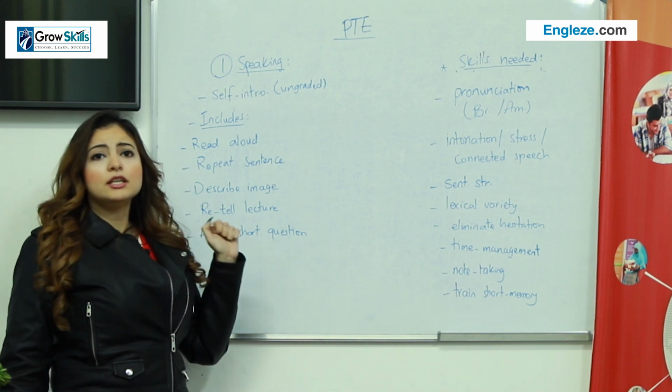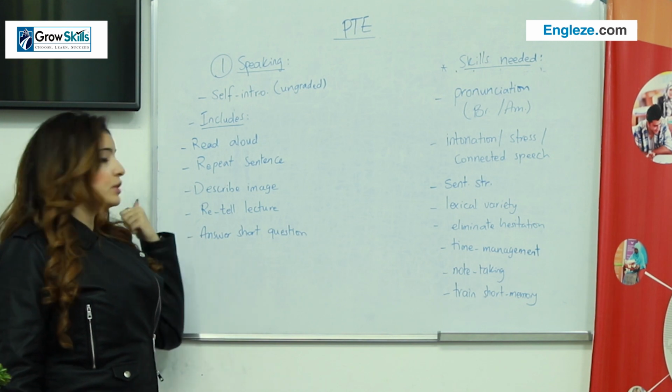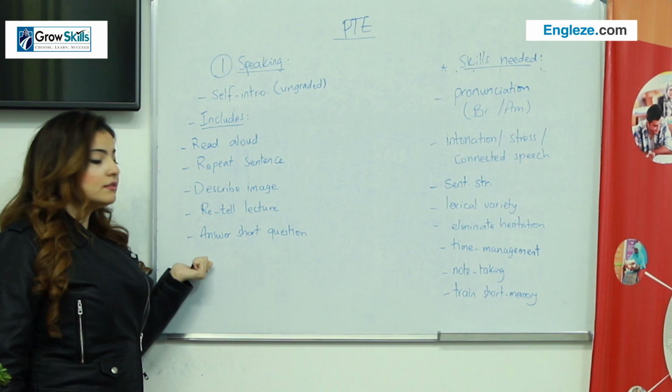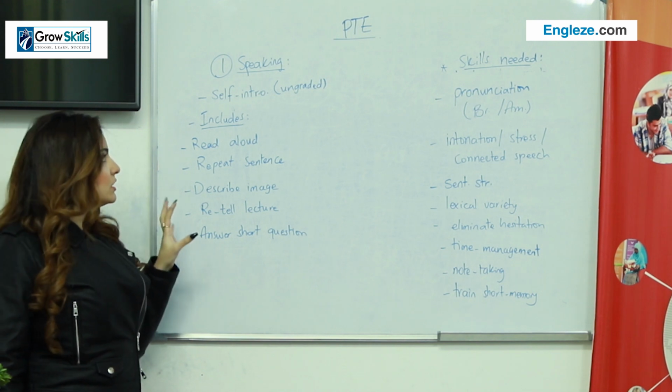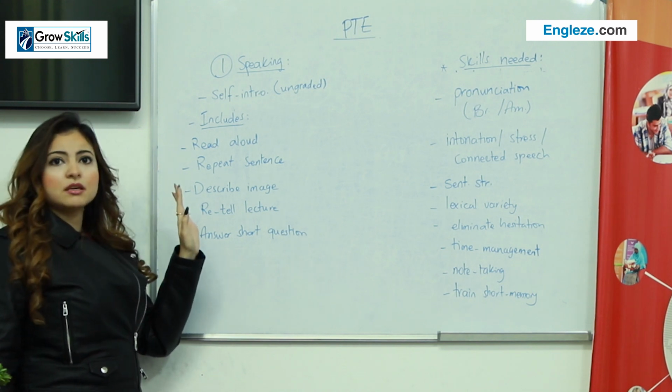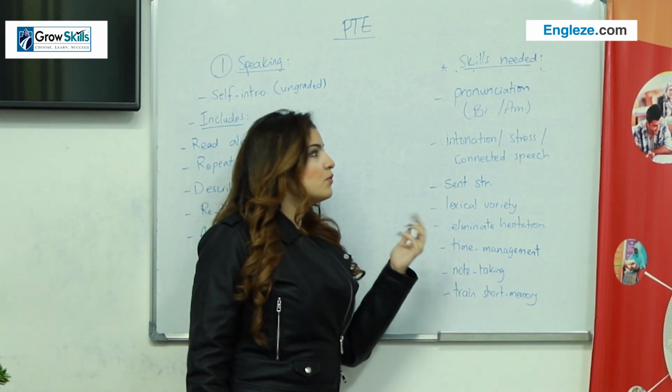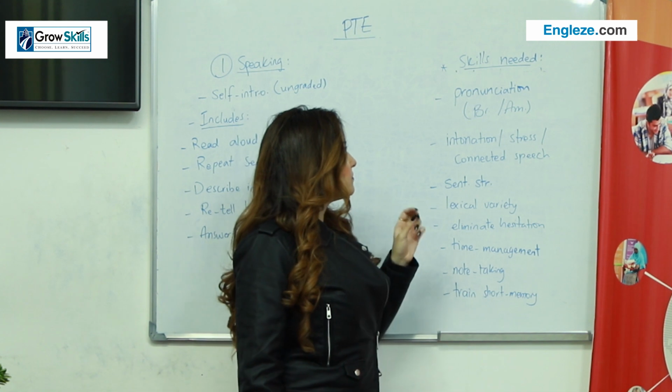This part includes the task types, which are read aloud, repeat sentence, describe image, retell lecture, and answer short question. So these are the questions that are included in the speaking part. All right, let's see what are the skills that we need for the speaking test.